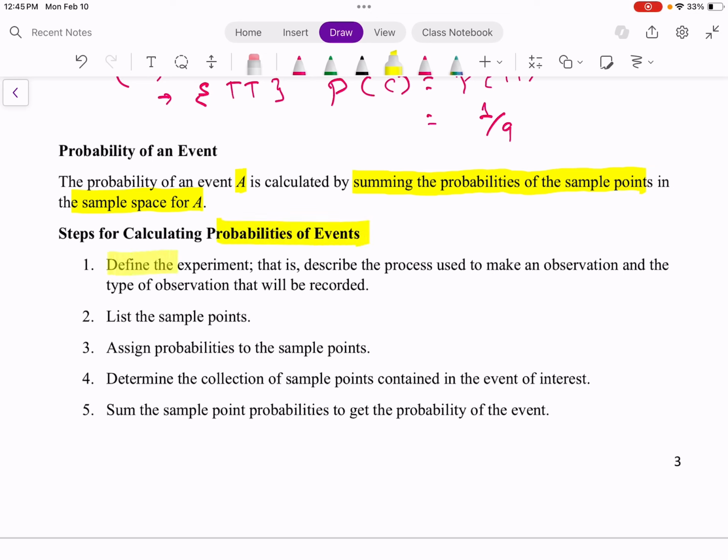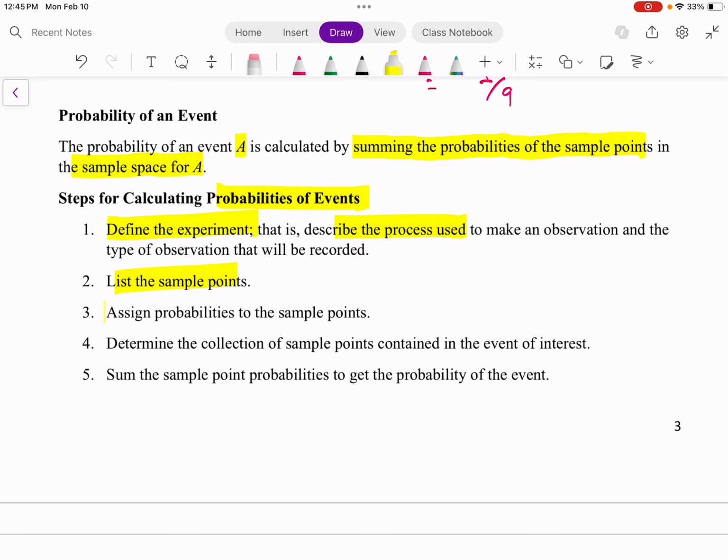So first we define an experiment, that is, describing the process. Next we make a list of the sample points. Then we assign probabilities to the sample points, and then we collect the sample points in the event, and at the end we add the probabilities of each sample point.